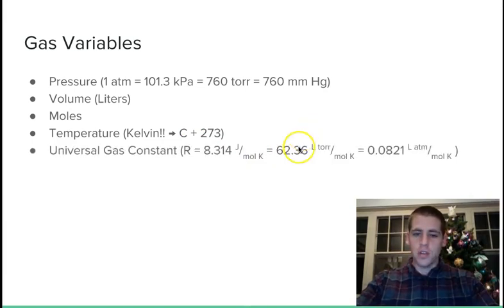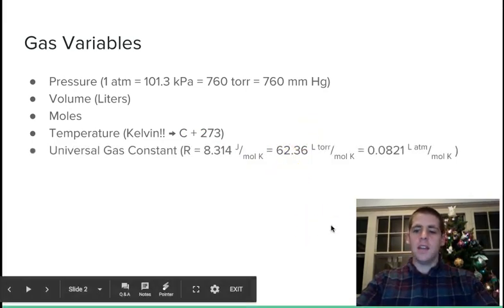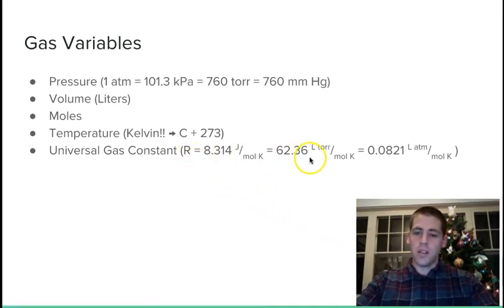And then there's also a universal gas constant, represented by R, and there's a couple different ones. It depends on your units. So 8.314, a joule is actually a liter kilopascal, and so if your pressure's in kilopascals, you'll need to use the 8.314. So you kind of connect those two. When you see kilopascals, this will be the R value that you use. If your pressure's in torr, then you'll use this one. If your pressure's in atmospheres, then you'll use this one.